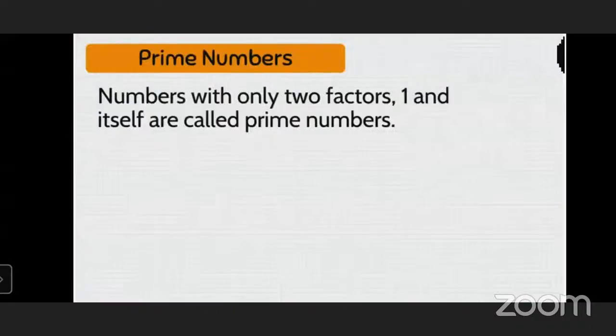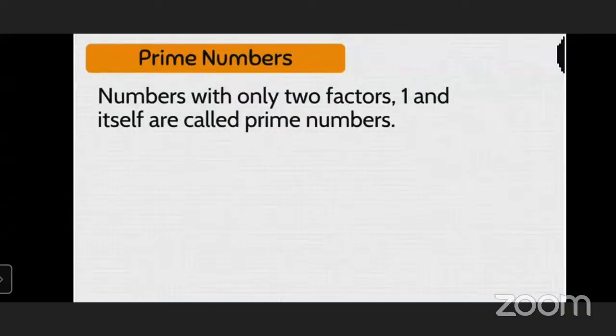The prime number is the one which is divisible by itself. Very good. The numbers with only two factors, one and itself, are called prime numbers. Can you give me a number? Any example?